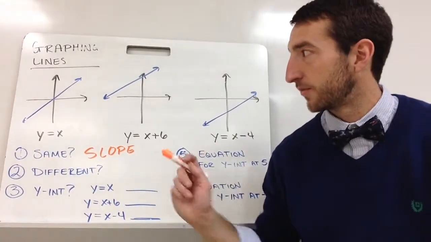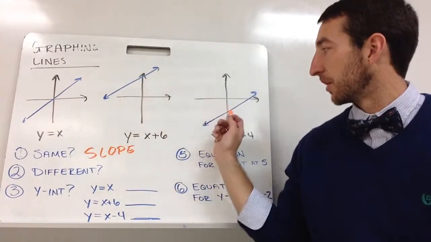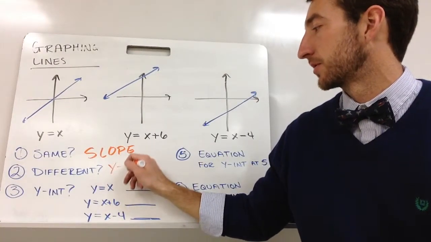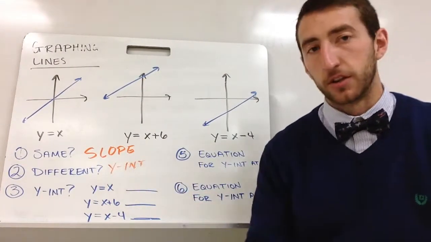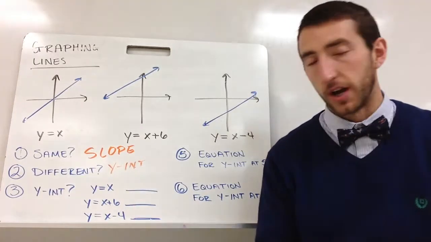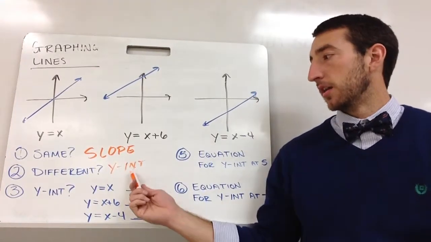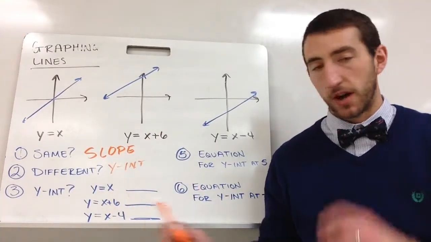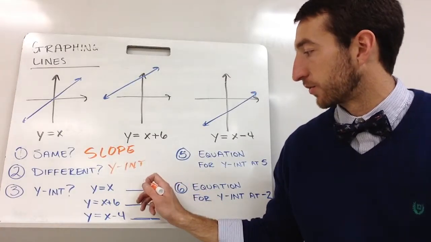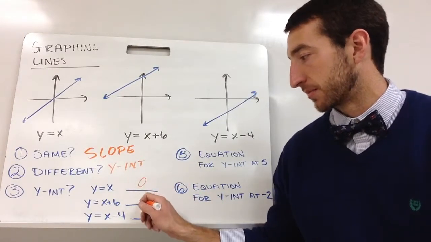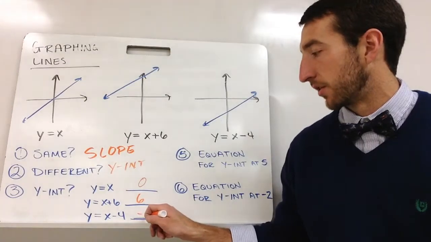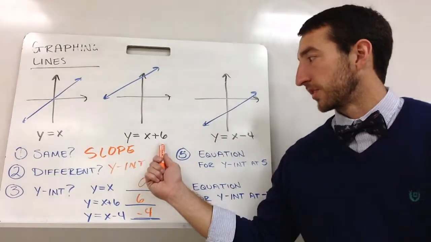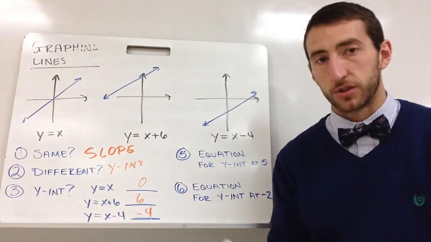But what is different is where they cross the y-axis. And where they cross the y-axis is known as the y-intercept. So all of the y-intercepts are different. I usually use this abbreviation for y-intercept a lot of times. So the difference is the y-intercept, the same as the slope. All right, so we look at our y-intercepts for each of these. My y-intercept for y equals x is 0. My y-intercept for x plus 6 is 6. And my y-intercept for x minus 4 is negative 4. So you should see a pattern of what's going on with these y-intercepts and what the equation should look like.